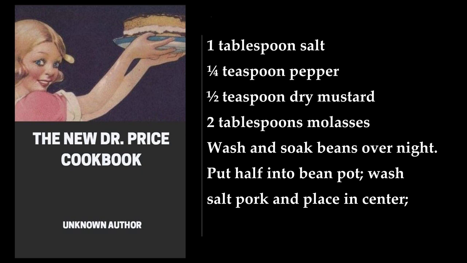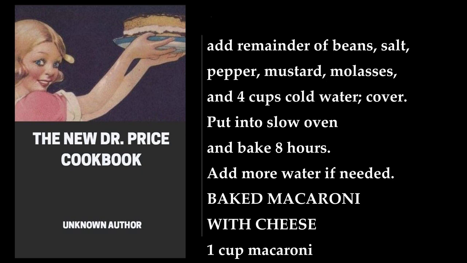Put half into bean pot, wash salt pork and place in center. Add remainder of beans, salt, pepper, mustard, molasses, and 4 cups cold water, cover. Put into slow oven and bake 8 hours. Add more water if needed.